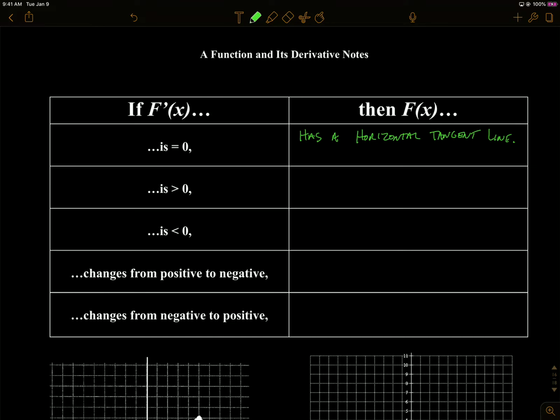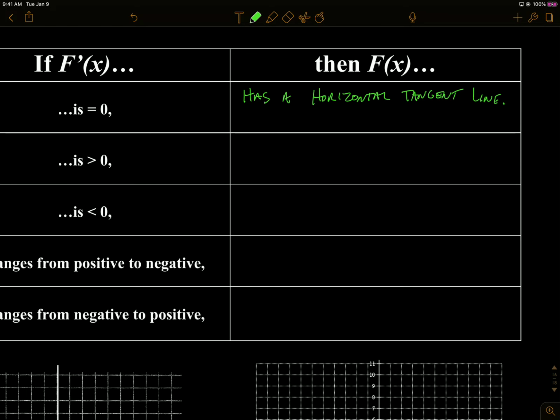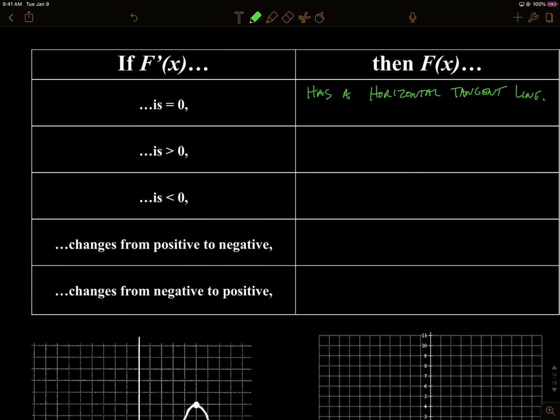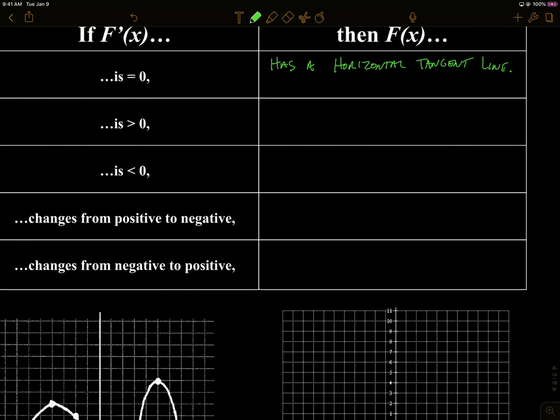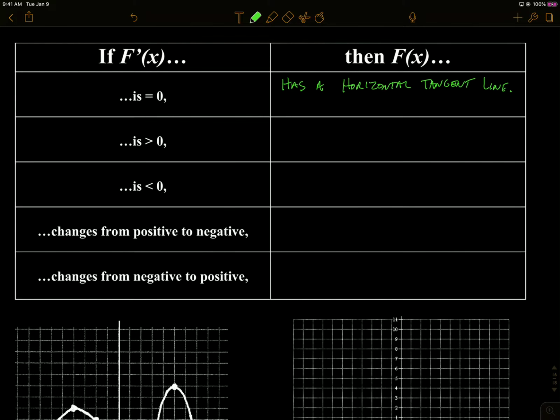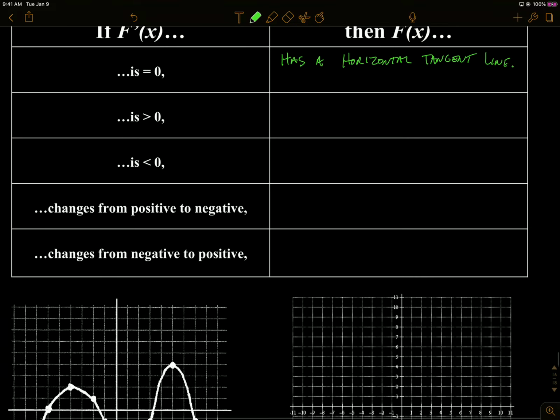Please keep in mind that we talked about that doesn't necessarily mean it's going to be a maximum or a minimum. We looked at several graphs where that wasn't the case. We could have a horizontal tangent line, and it doesn't need to be a relative maximum or minimum. So when the derivative is equal to 0, it just means I know that I have a horizontal tangent line there. I'm not going to make any conclusions about extrema at that point.